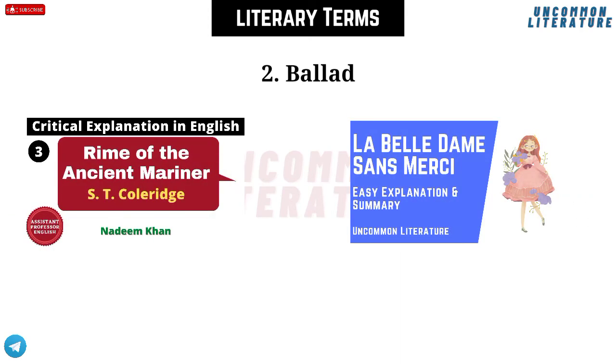Okay, moving to the next one, this is ballad. Ballad is easy to understand. It is a song which is transmitted orally, a song which is passed from one person to another orally, and this song has a story. There is a narration of a story. I give you one example. The Rime of the Ancient Mariner is a ballad. As well as the poem by John Keats, which I have also analyzed, La Belle Dame Sans Merci. You can see both the poems on my channel.